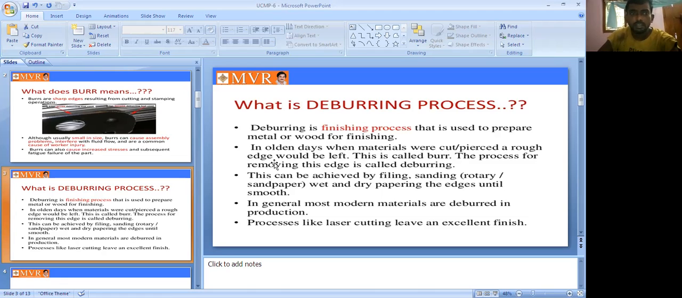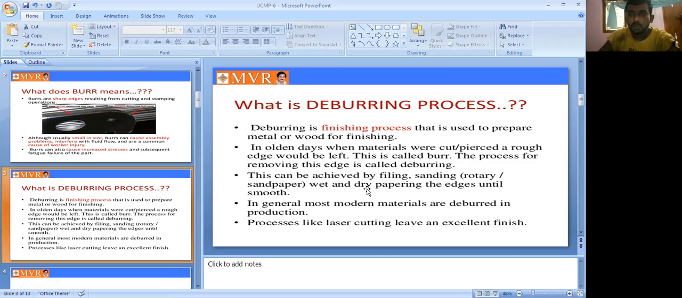Burr we discussed in the previous slide, but here we are discussing deburring. Deburring is one of the finishing operations. In olden days, when we cut any metal, we could see roughness on the metal. How can we remove the roughness? By using this deburring process, we remove the rough area. That is one of the finishing processes. So that is the overall deburring definition and important points.